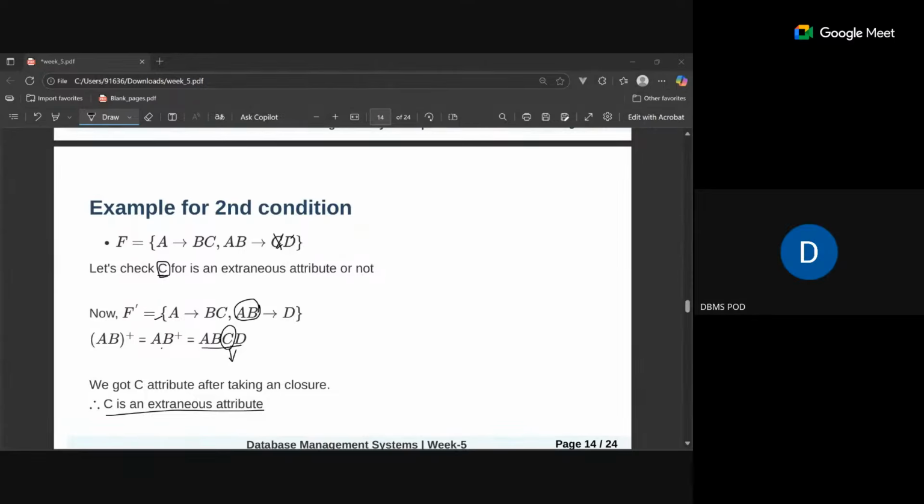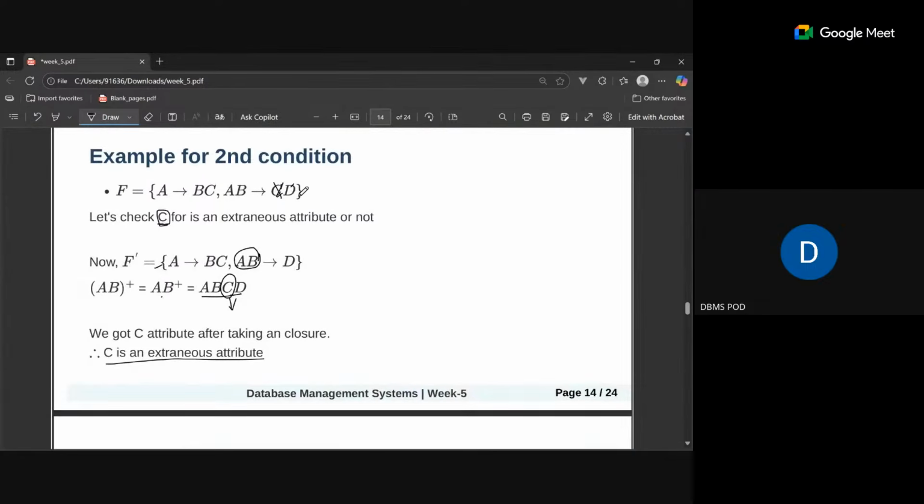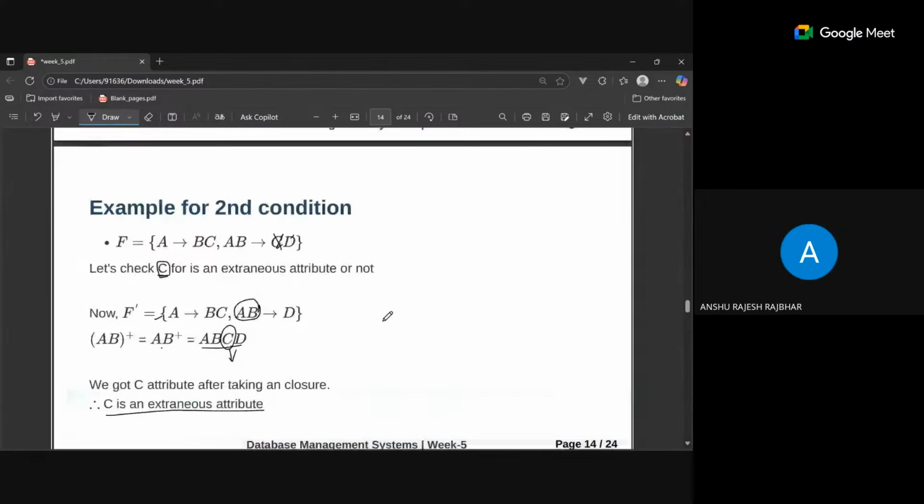Sorry, I got a call. So this is clear, right? Yes, any one of the conditions must be satisfied for an attribute to be called extraneous, isn't it? Okay. So every time we have to check the left side and right side both for B and C and whatever is there.